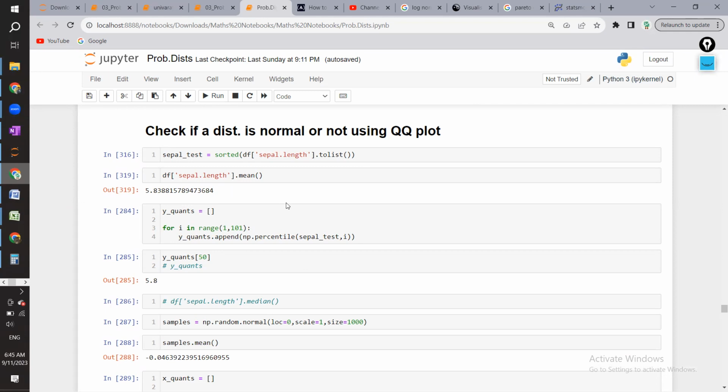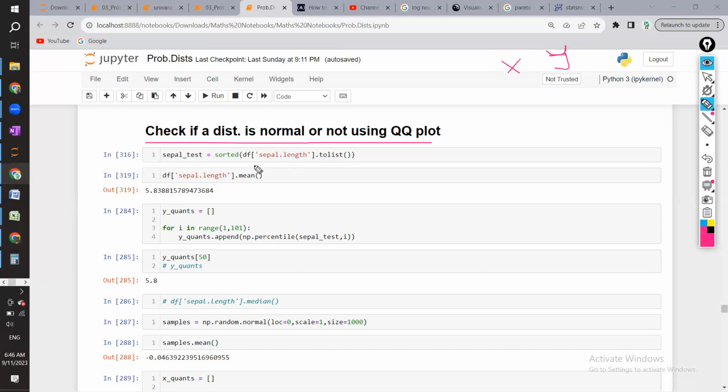So now coming to the normal distribution QQ plot. Here we are checking if a distribution is normal or not using a QQ plot. What I said, you need to have two distributions, X and Y. Now we are using the sepal length example. Where is sepal length from? The iris data set.